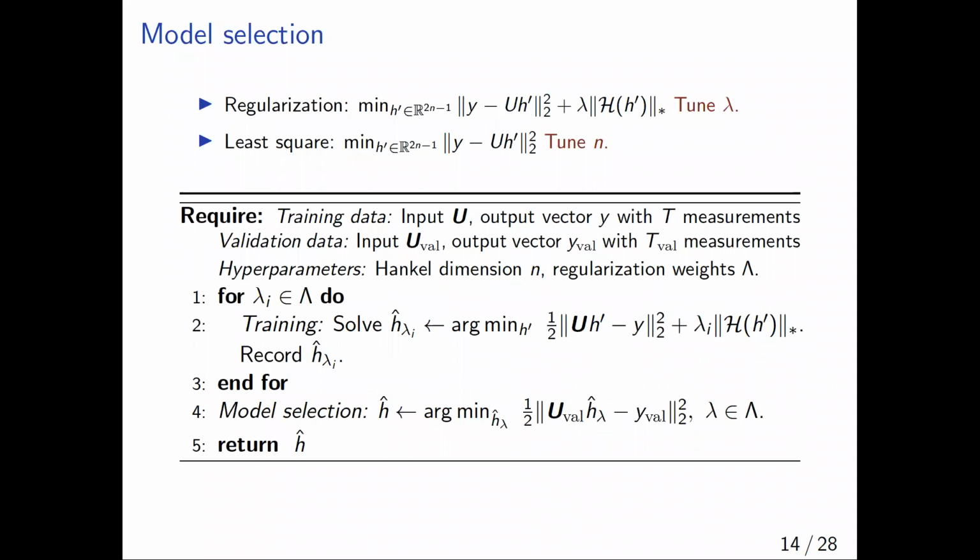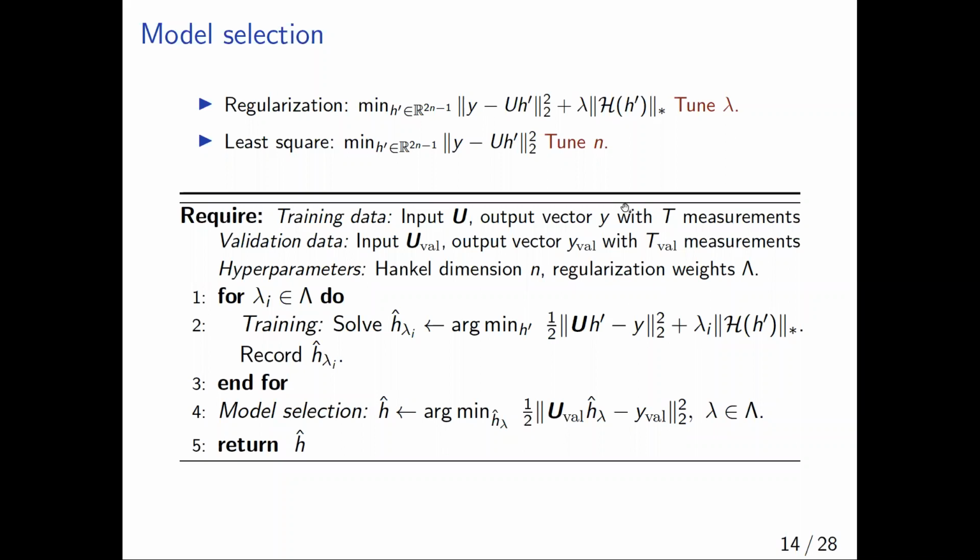Now, to actually see the complete picture about system ID, we need to mention how this optimization problem is used. And this is in the context of model selection. So when you use the regularization method, which is the optimization problem on top, you do need to tune the lambda, meaning you have to try different lambdas and find the optimal one. And then for the optimal lambda, you get the optimal error bounds. Similarly, in the least squares approach, if you do not regularize, you will be tuning the n. You try many different sizes for your Hankel matrix to try to determine which one gives you the lowest error.